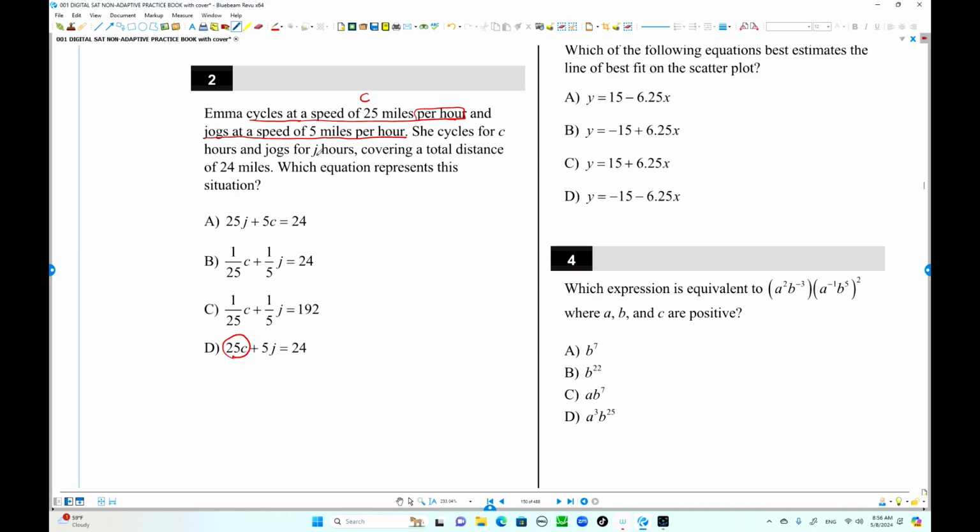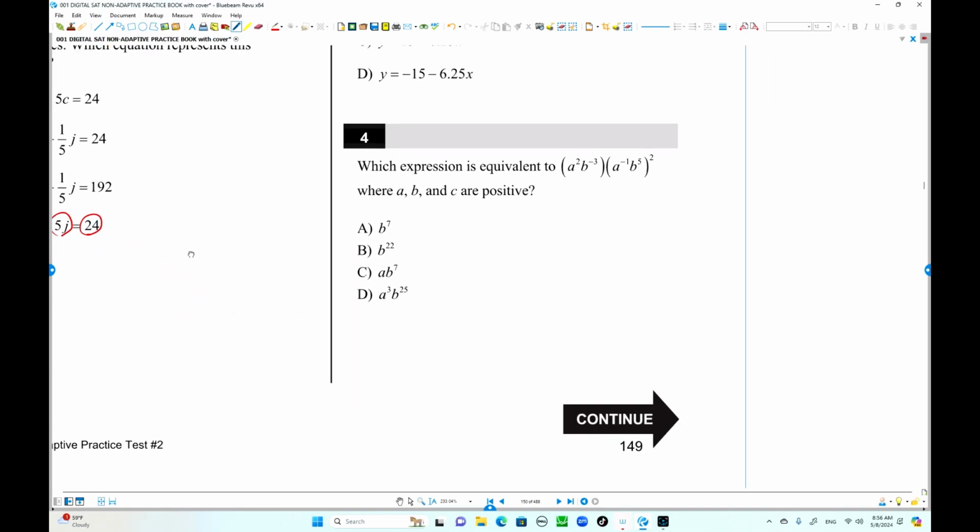Okay, the next one is what? Continue. 5 miles for J hours. So 5 times J, right? That is distance for the white jogs, okay? So 5J, total is 24. Choice D is the answer, okay? Here is number 4.